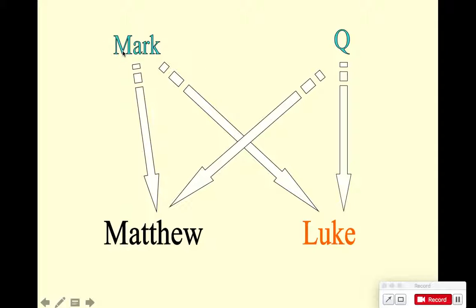So, if we go with the Marcan priority, it would look like this. Mark comes first. Matthew and Luke are independent of each other. They use Mark while also using this independent source called Q, but they do not use each other.